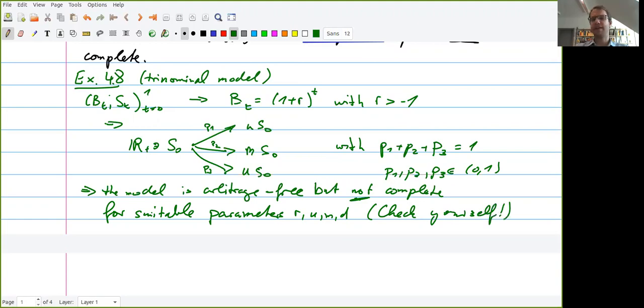So check yourself. And well, another example will be on the next exercise sheet or on Friday, where you also will find a market which is still arbitrage free but not complete anymore. Okay. Right. So what we need to understand now, since there are many examples of financial models which are arbitrage free but not complete anymore, is what the price of an option is if the market is not complete anymore.